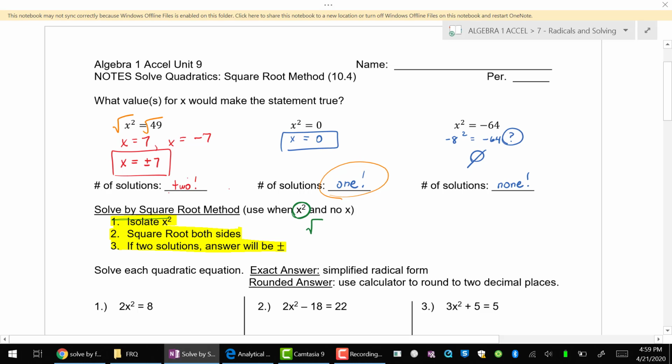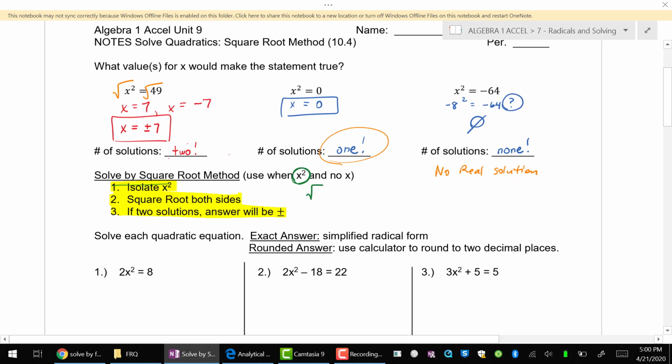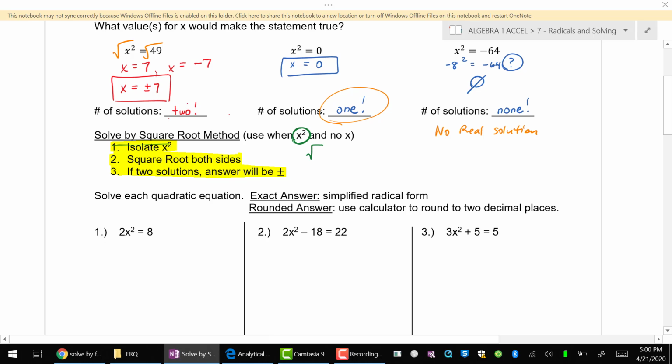X squared equals negative 64. Well, there is no number that you can square to get a negative, at least in the real number system, so there is no solution for that type of equation. Or to be more specific, we'd say there's no real solution to that equation.